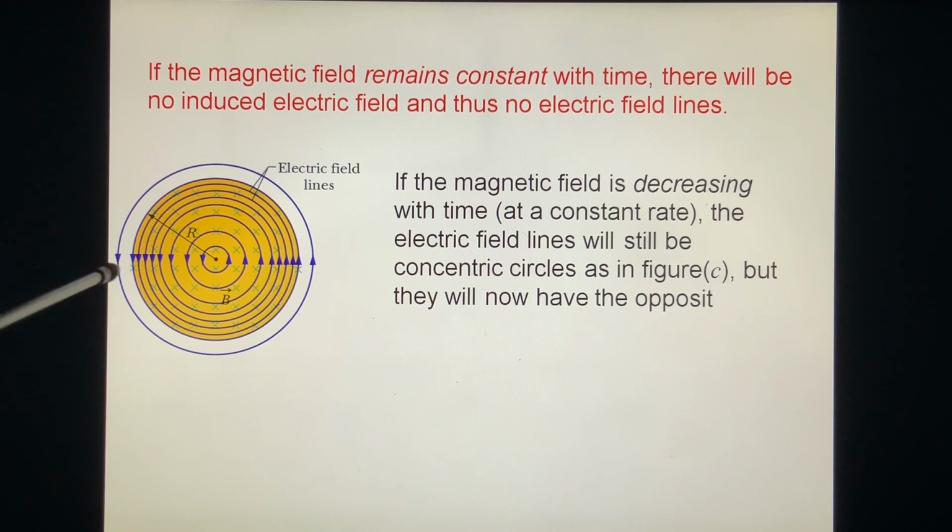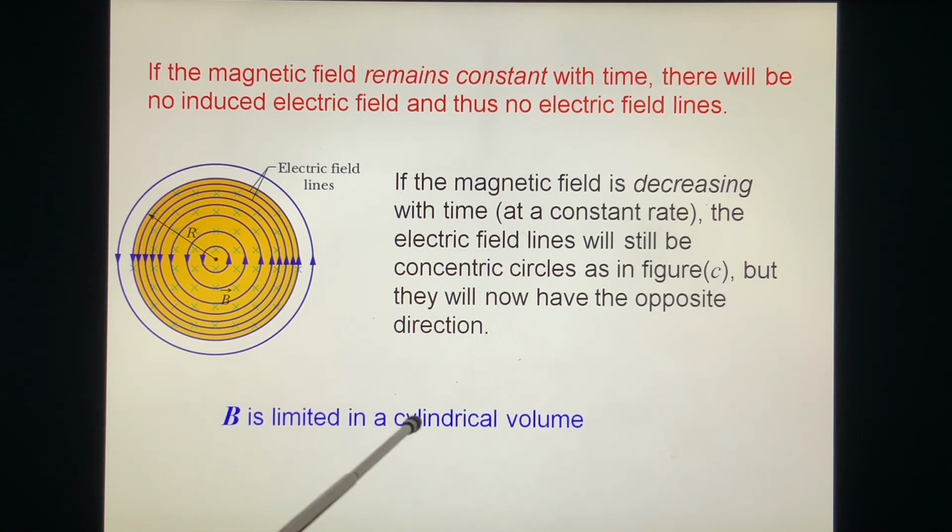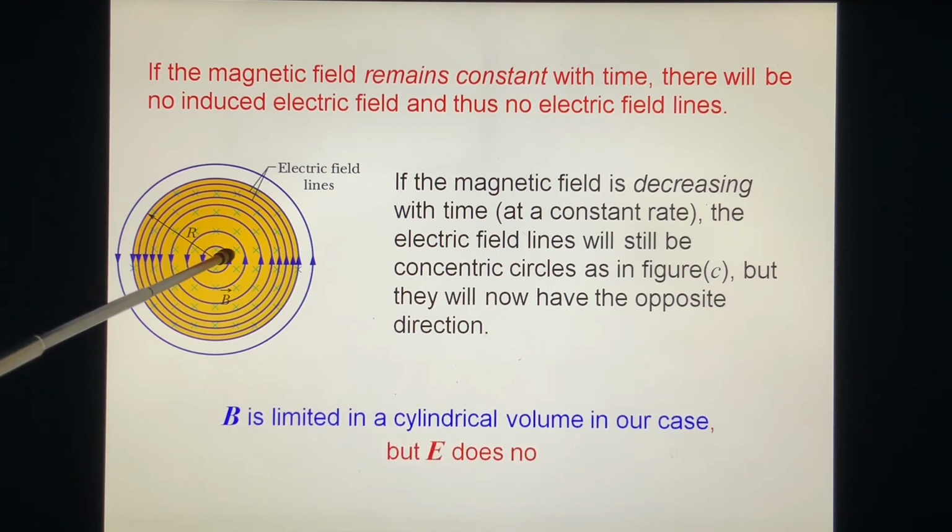They will now have the opposite direction. This direction, okay? B is limited in a cylindrical volume in our case, but E is not. It can be everywhere. This is induced E.